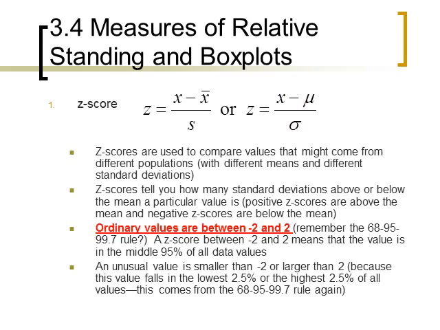A very interesting question in statistics is: is a value going to be unusual? And by definition, a value is unusual if it is smaller than -2 or larger than +2. And that's because this value falls in the lowest 2.5% or the highest 2.5% of all values. And that just follows from the empirical rule.